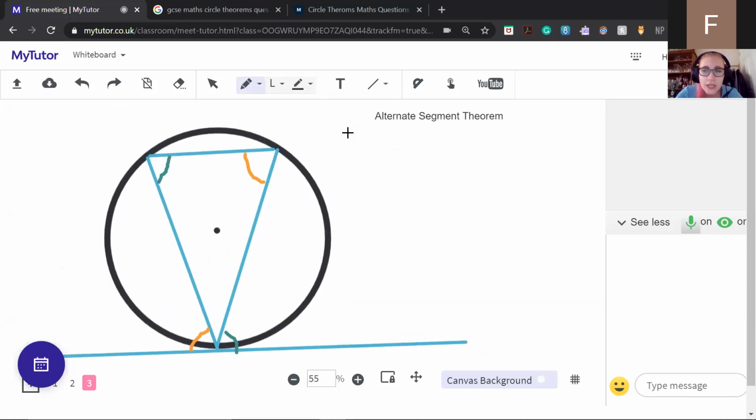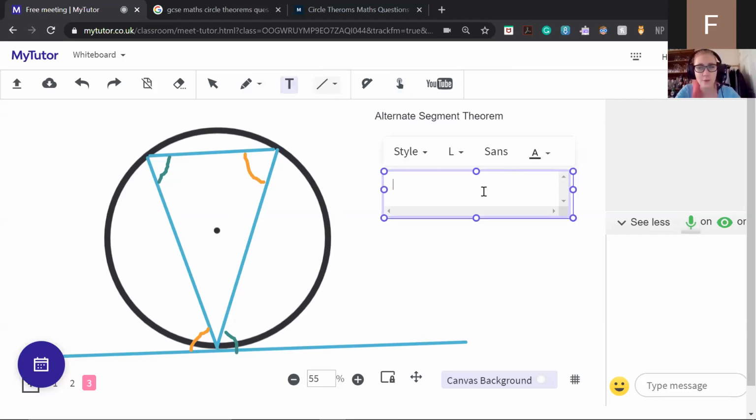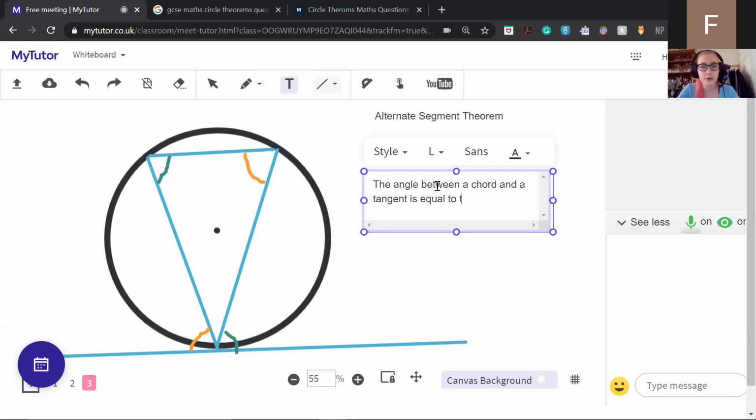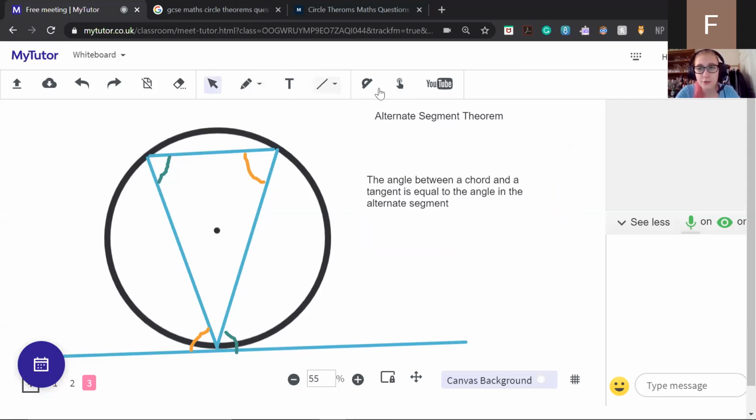The reason that it's called the alternate segment theorem is because, if you think about this section here being a segment, and this being a segment, then this angle is equal to the angle in the alternate segment to it. It's kind of weird. I think this is the hardest one to remember, but normally it's fairly easy to spot because it looks quite distinctive. The formal wording is that the angle between a chord and a tangent is equal to the angle in the alternate segment. But I don't think that's very descriptive, so I just try to remember this diagram for this one.